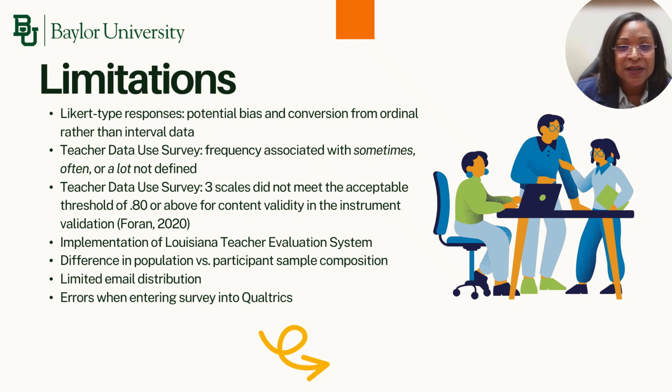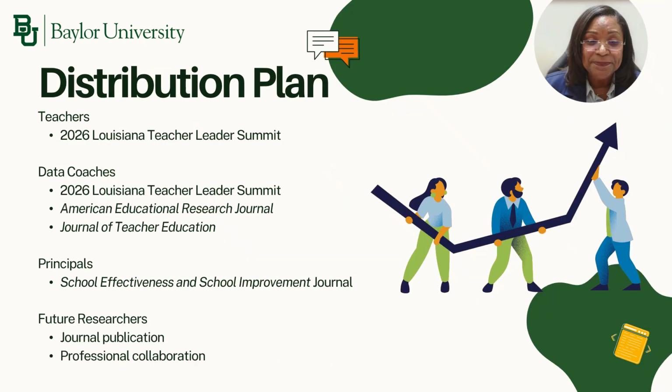And there were also differences in the composition of the population of Louisiana teachers and the composition of the teachers participating in my study. There were limitations on the number of emails I could send out at one time. I made an error when entering items for the competency scale into Qualtrics, and as a result, I was unable to confirm that respondents noticed the shift in response choices, and that caused me to remove the scale from the study. Finally, my distribution plan.